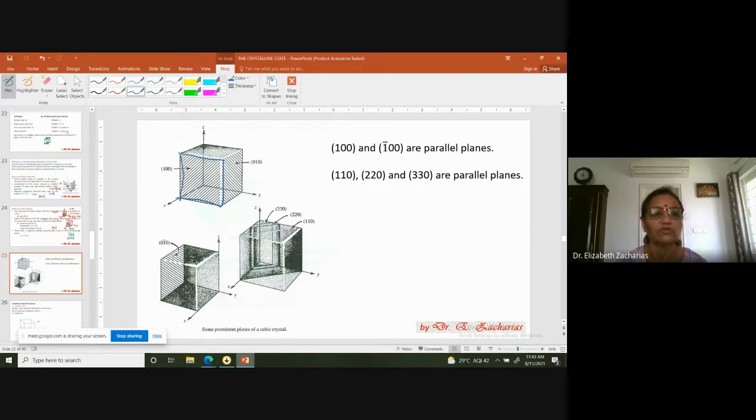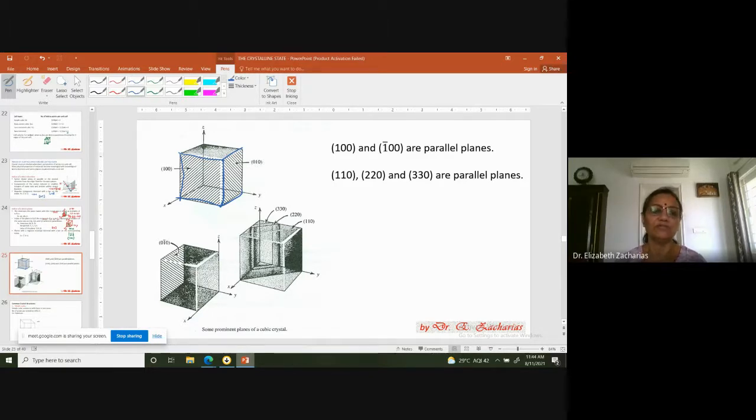This is 1, 0, 0, which we just did because it is parallel to the YZ plane. Now let's look at another plane here. This will be 0, 1, 0, because it is cutting at infinity, 1 and infinity. So the reciprocal becomes 0, 1, 0.